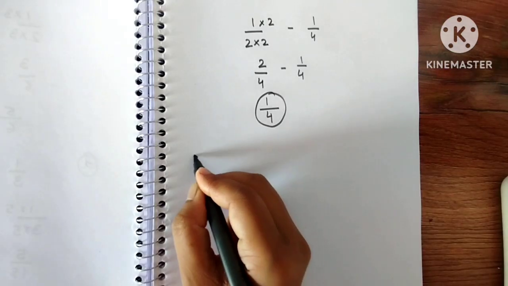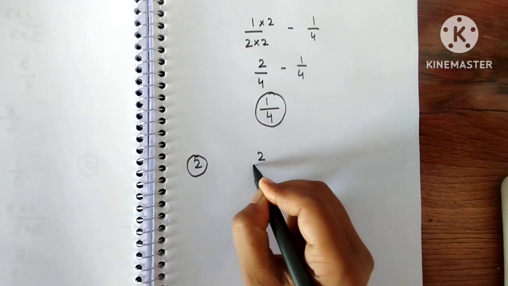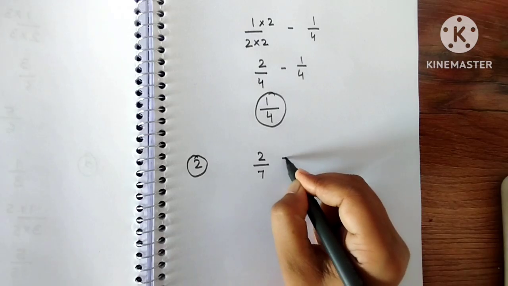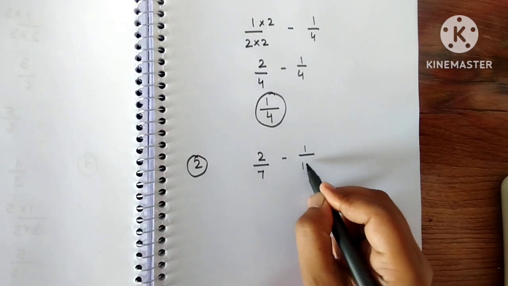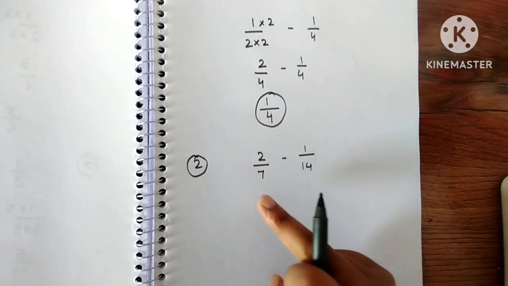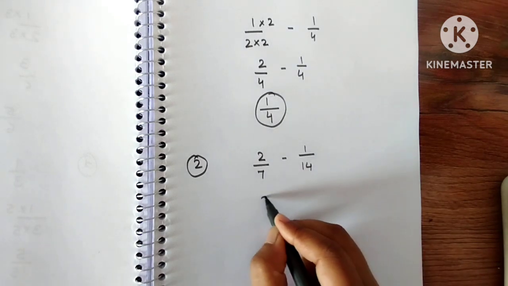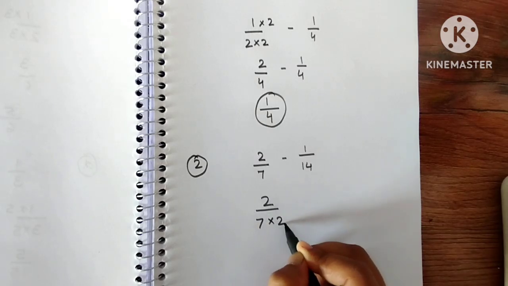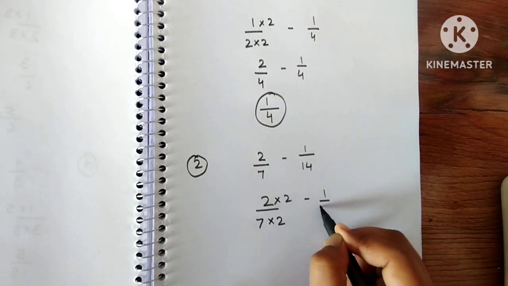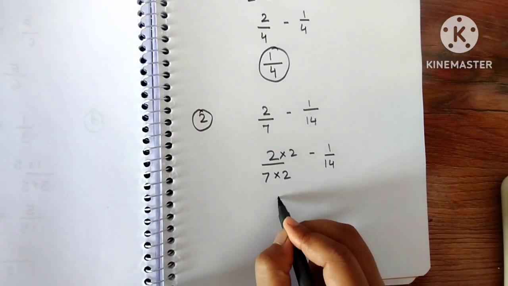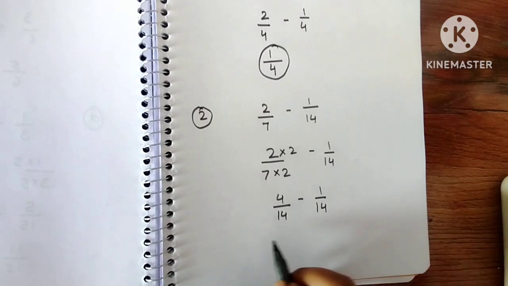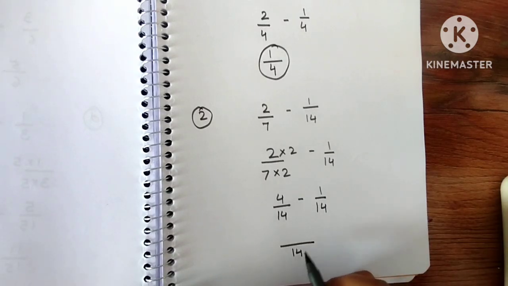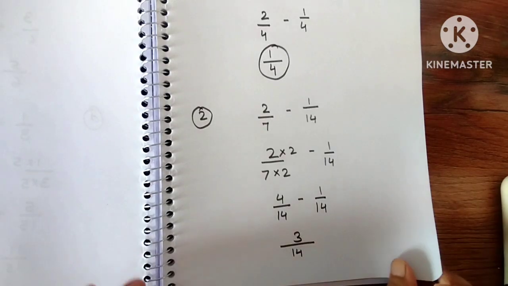Clear? Second question is 2 upon 7 minus 1 upon 14. Clear? So 7 twos are 14. So what we do? We will use the equivalent fraction. Multiply with 2. Now 2 twos are 4. 4 upon 14 minus 1 upon 14. Again, the denominators are same. Copy the denominator. 4 minus 1, 3. So my answer is 3 upon 14.